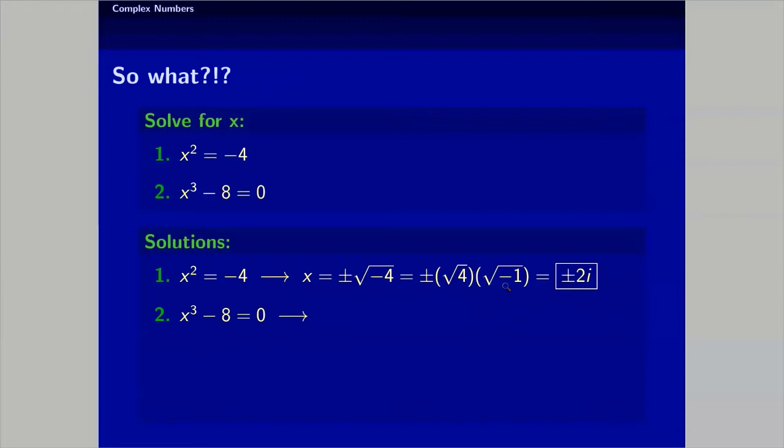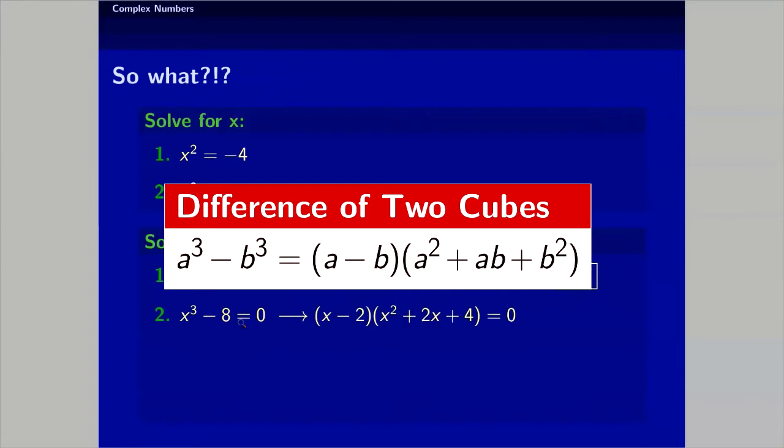So to solve for x here, you recall your vast knowledge in factoring. How do you factor a difference of 2 cubes? So you recall that. And here are the factors. You have x minus 2 times x squared plus 2x plus 4, and that is equal to 0.